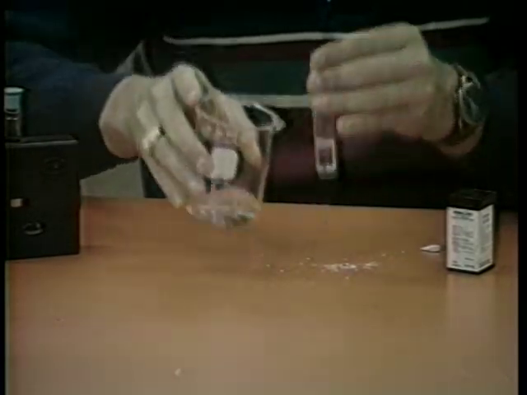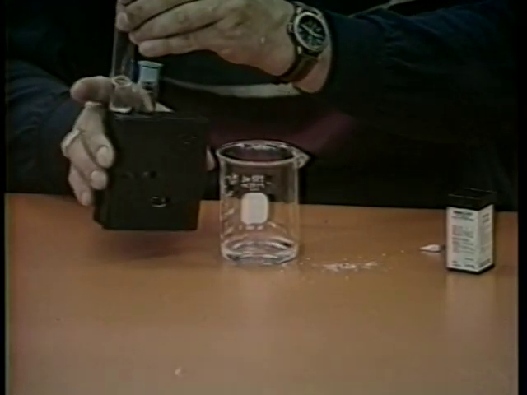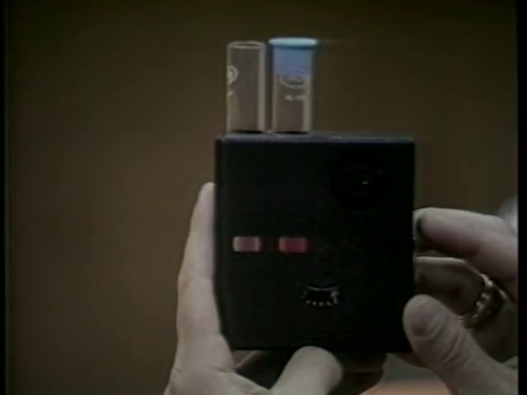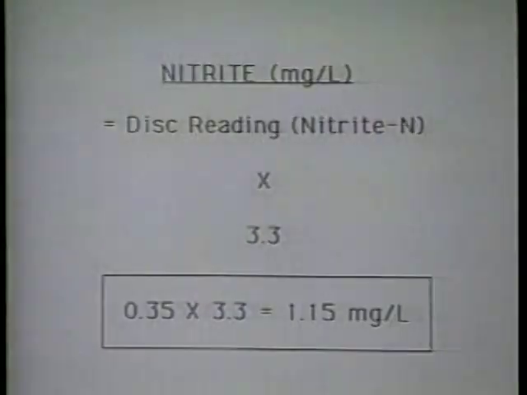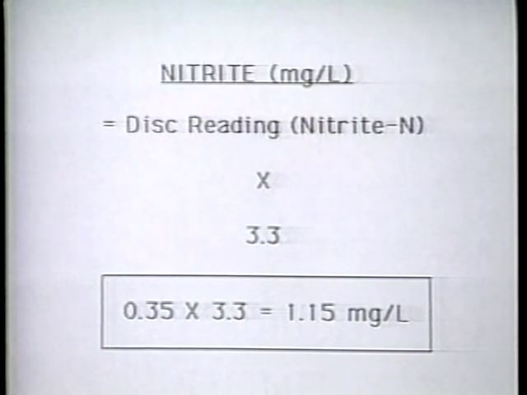Hold the comparator up to a light source and rotate the disc to obtain a color match. Read the disc to obtain the milligrams per liter of nitrite nitrogen. To convert this value to milligrams per liter of nitrite, multiply the value on the disc by 3.3. For example, if the value on the disc reads 0.35, then 0.35 times 3.3 equals 1.15 milligrams per liter nitrite. Most fish farmers convert to nitrite.